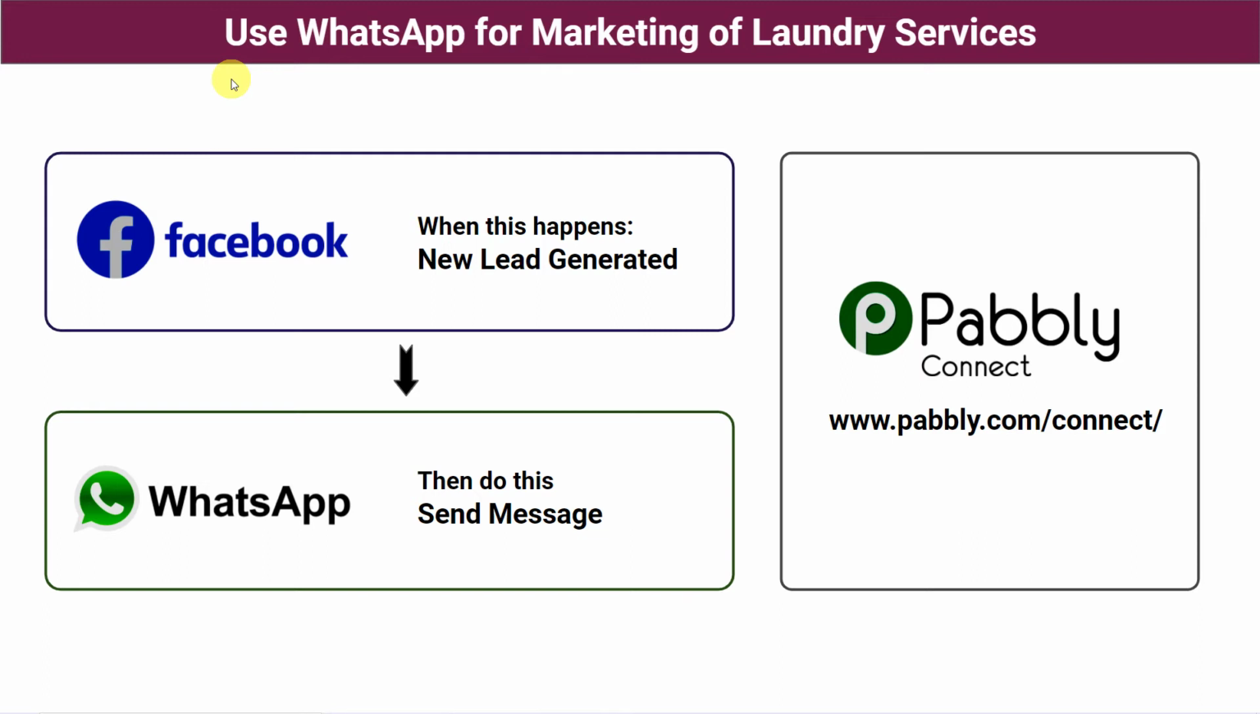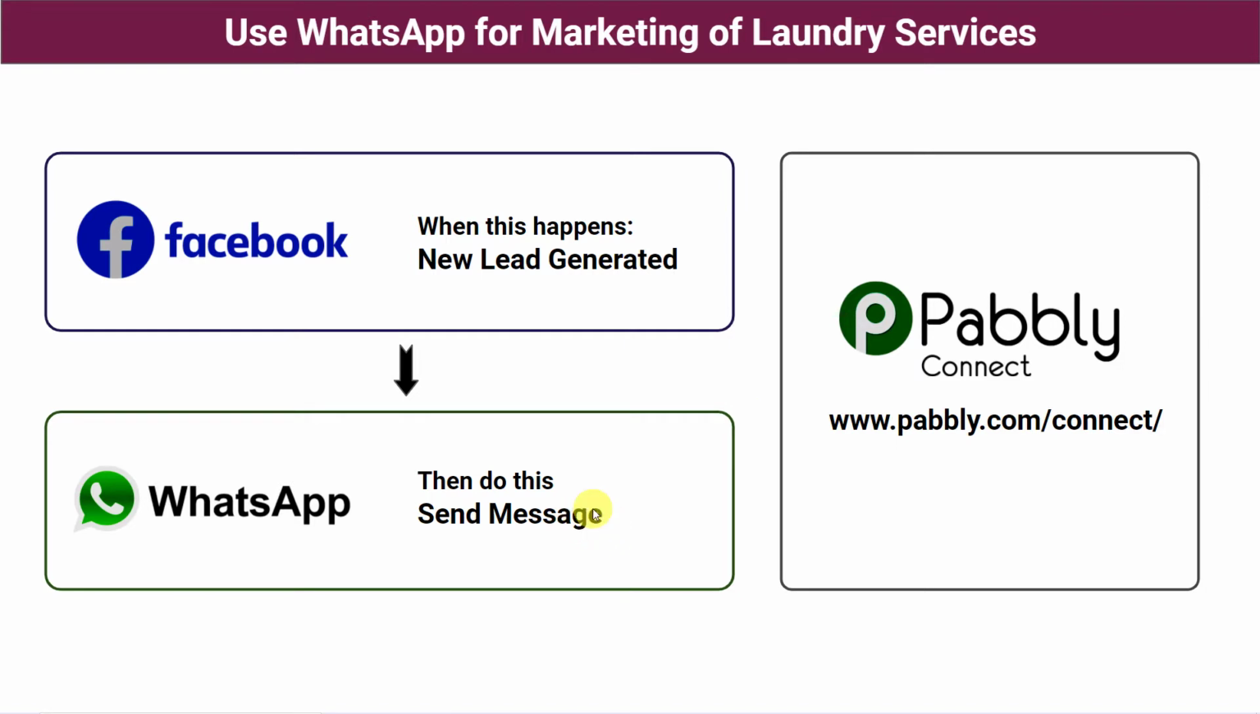Hello everyone. In this video, we are going to learn how to use WhatsApp for marketing of laundry services. So let's take an example that you are a laundry service provider. You have created a Facebook page to advertise your business and you're running Facebook lead ads on that page. So whenever someone clicks on those ads, a Facebook lead ad form will open. Now you want that whenever that Facebook lead ad form is filled, your laundry service brochure should be sent on the WhatsApp number of the customer.